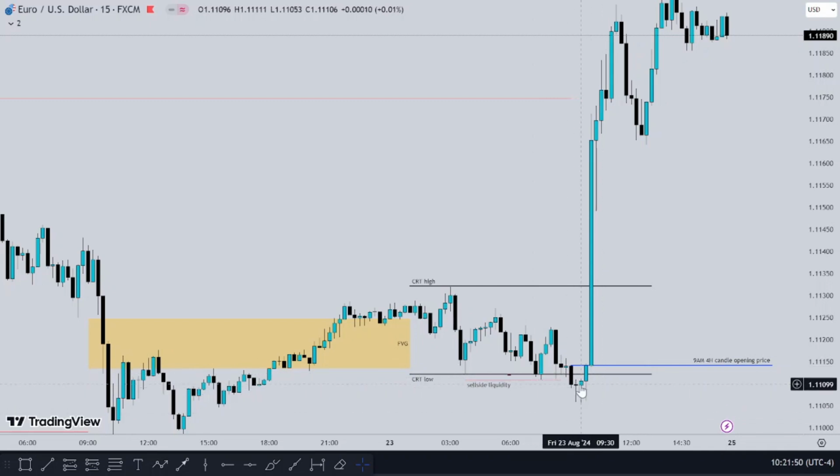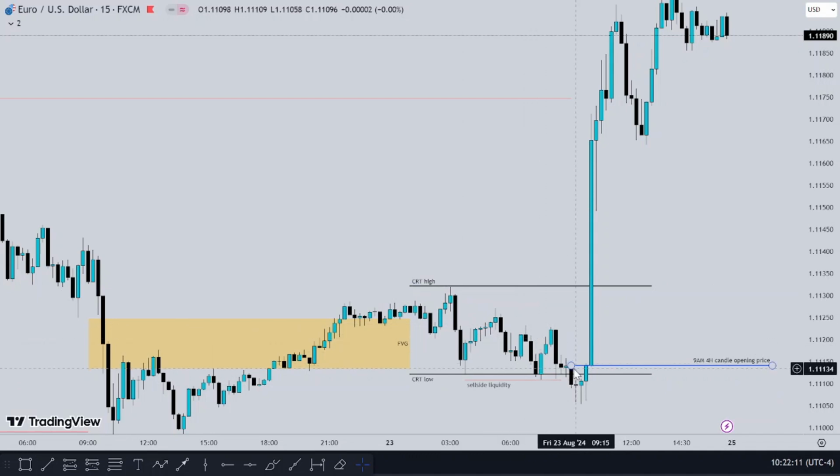You are aiming for your first target as the CRT high. The CRT high will be your first target, where you are using as your main target. If this is your first time trading this model, then with due experience, then you aim for higher targets. The first target is aiming for the CRT high.